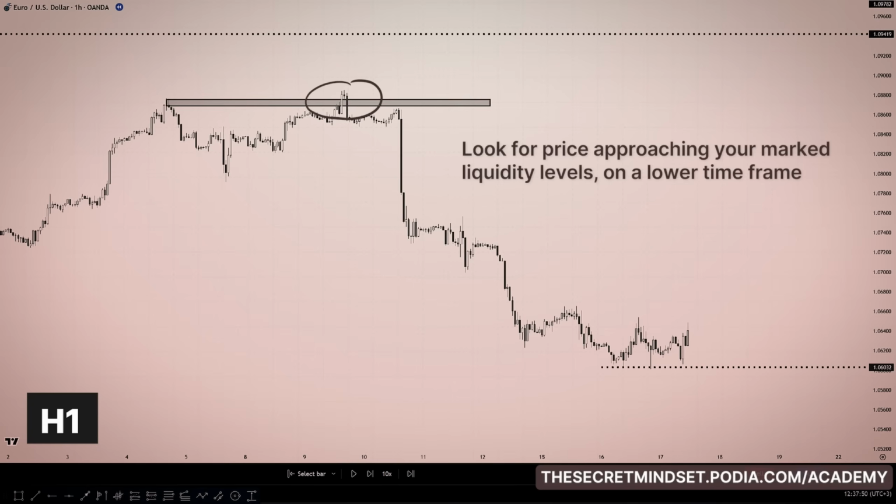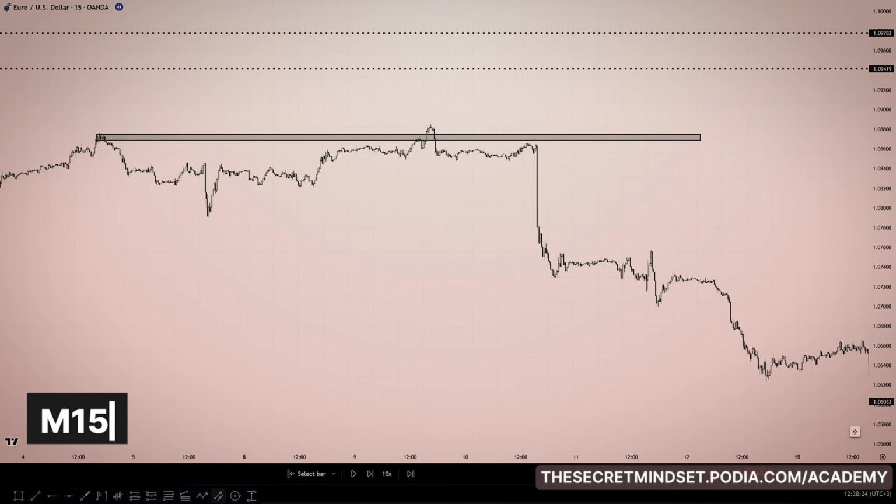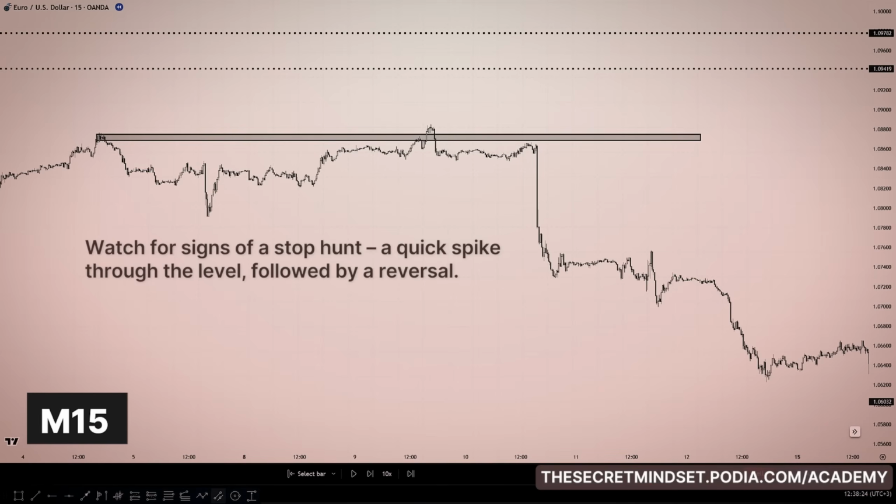Look for price approaching your marked liquidity levels. As price gets close to a liquidity level, switch to an even smaller time frame, like the 15-minute chart. Watch for signs of a stop hunt, a quick spike through the level, followed by a reversal. If you see this, get ready to enter a trade in the direction of the reversal.